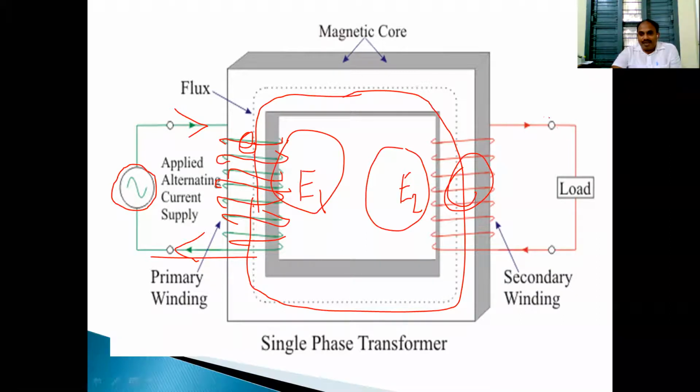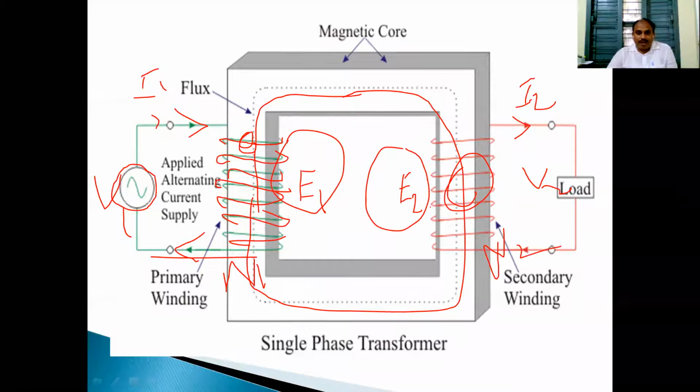So when a load is connected, that means switched on, if you switch on a fan or light or something, the secondary current will exist. That is the I2 value. Here I1, I2, V2, E2, E1, V1. Primary turns N1, secondary turns N2. Primary resistance R1, secondary resistance R2.